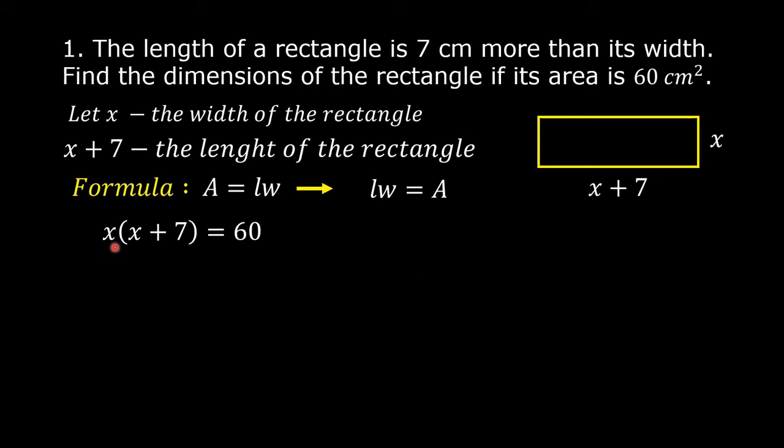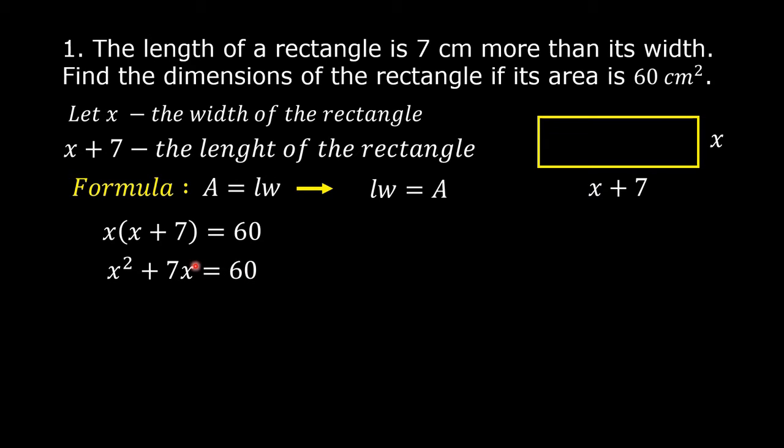So this is the width and this is the length. Multiply the width by the length is equal to the area of 60. So we have x times the quantity x plus 7 is equal to 60. Remove the parentheses by multiplication. Use the distributive property. X times x is x squared. X times 7 is 7x. We have now x squared plus 7x is equal to 60.